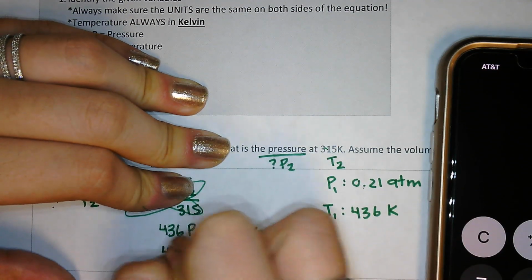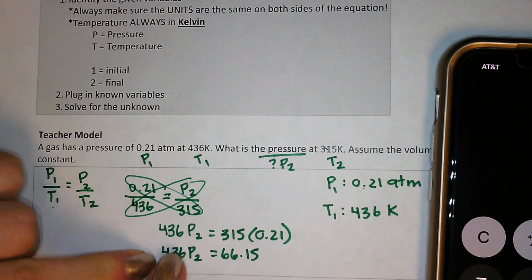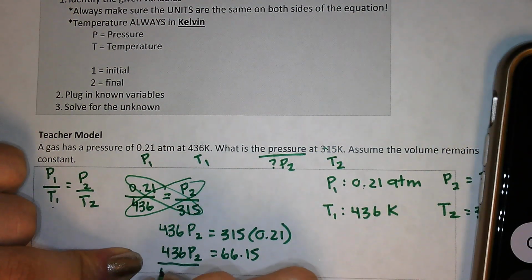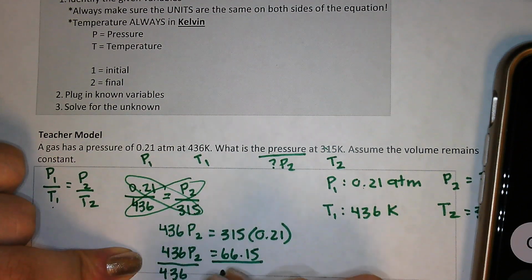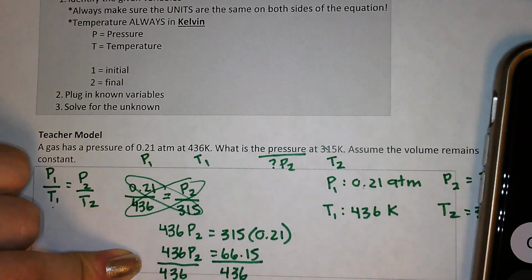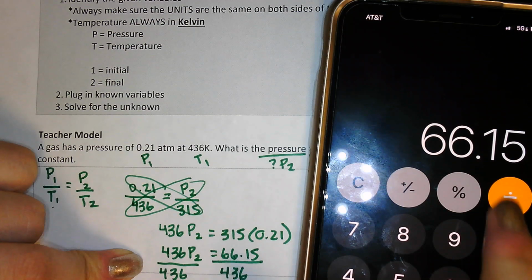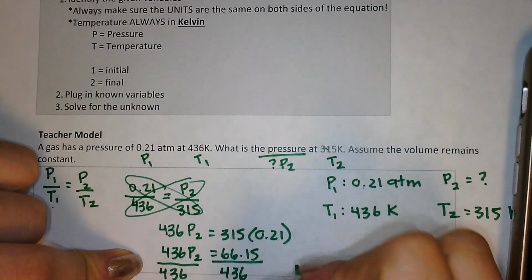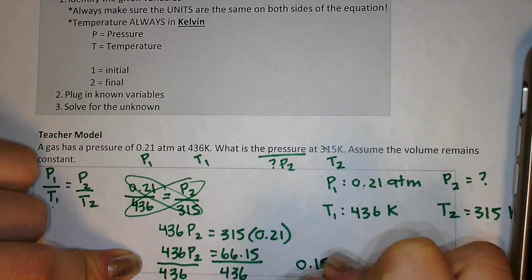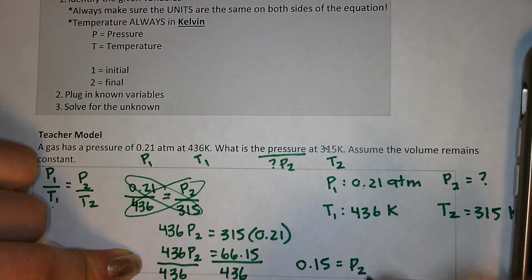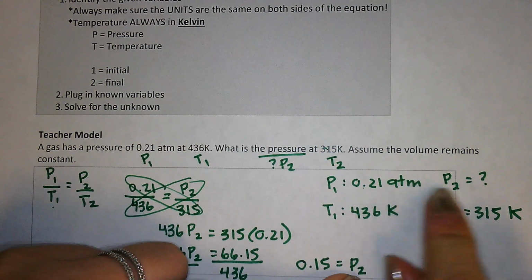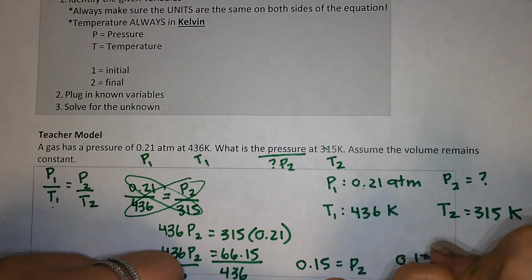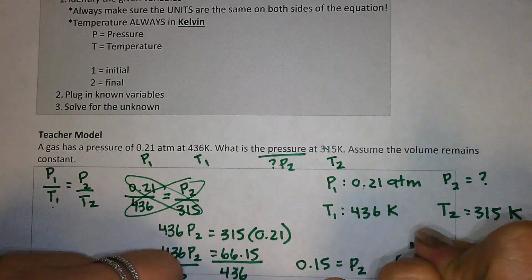66.15 equals 436 P2. To get P2 by itself, I have to divide both sides by 436. 66.15 divided by 436 is 0.15 approximately. 0.15 is equal to P2. Because with P2 we are dealing with atmospheres in pressure, my answer is going to be 0.15 atmospheres.